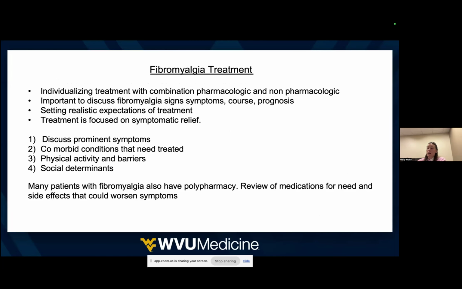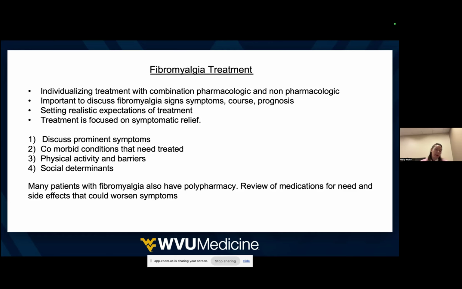So how do we treat patients with fibromyalgia? Again, it's very similar to osteoarthritis. We're going to individualize treatment with both pharmacologic and non-pharmacologic treatment options. It's really important to have discussions with patients about the signs, symptoms, how their course looks, what the prognosis is, what the expectations of their treatment are, and making it realistic. We may not be able to get rid of all of that pain, but we can get their pain controlled well enough that they can still function and do their activities of daily living.